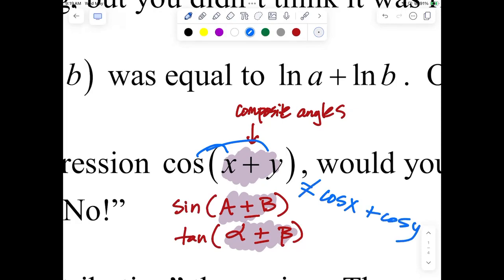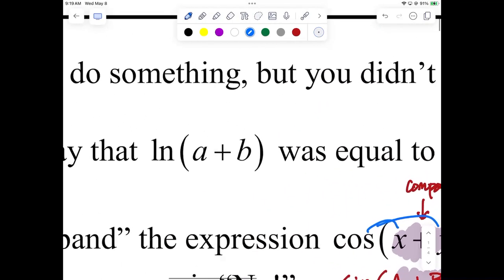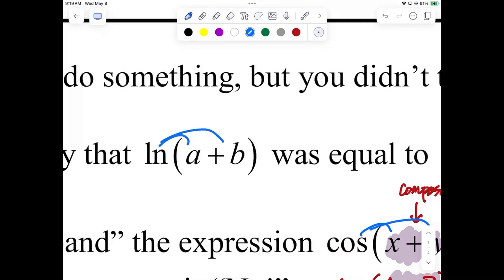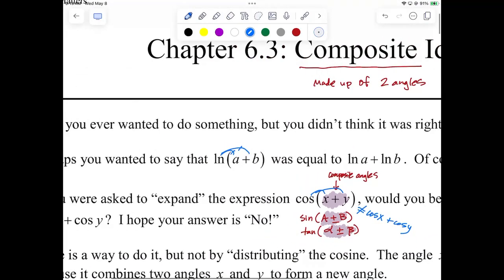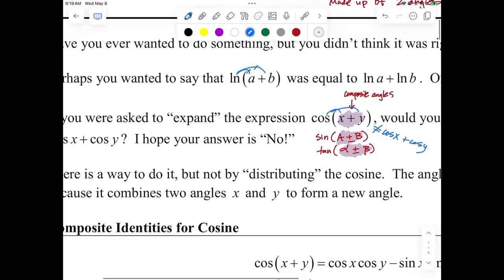It's not. Because we're not distributing a number into parentheses. It's not multiplication. This is a function. It's cosine of x plus y. So just like we couldn't distribute the natural log of a plus b, that does not work. We can't do the same thing with cosine. You can't distribute a function inside of itself. So we are going to learn a way to expand it out.